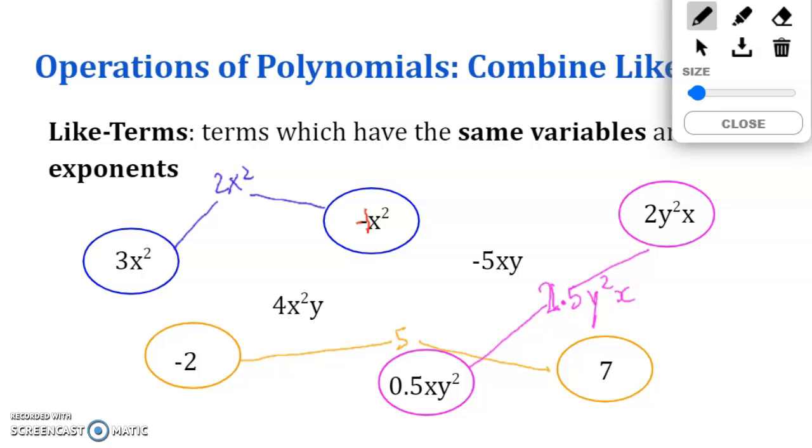What about these two? Can I combine those? Well, we have x and y here, x squared and y here. So x and x squared are not like terms. So these two are not like terms because x squared and x have different exponents.